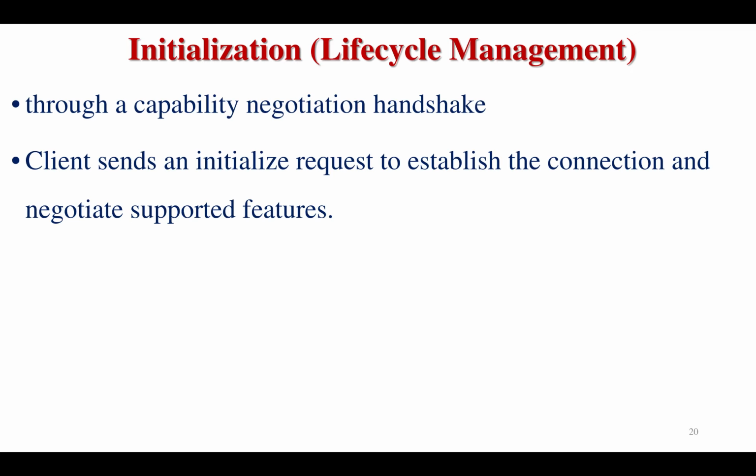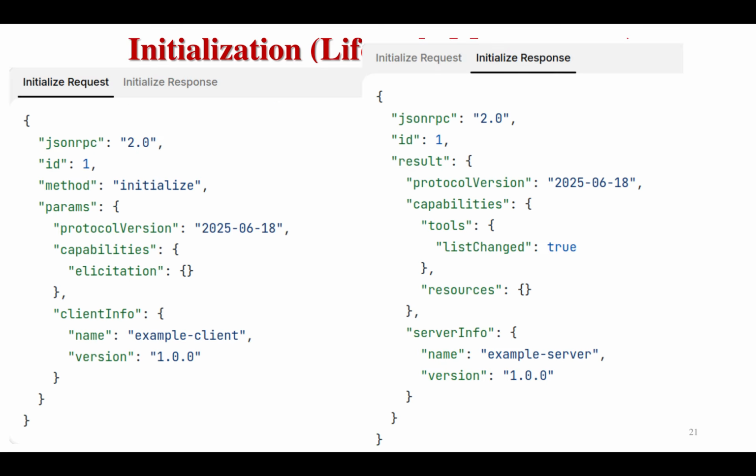First the client only will send it, right? Because the server is always available, multiple clients can connect to it. So the initialization happens from the client side. Client sends an initialization request to establish the connection and negotiate supported features. It asks what are the features that are available. So this is just an example format that we can look at. This is the initialize request, being sent by the client.